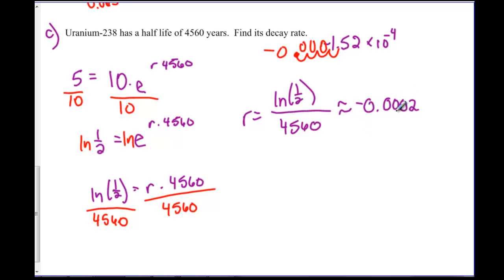And then it's asking us for the percentage. So this is the rate in decimal form. As a percentage, what is it? So the rate of decay is going to be a negative 0.02%, because we're just bumping it over 2 to go to a percentage.